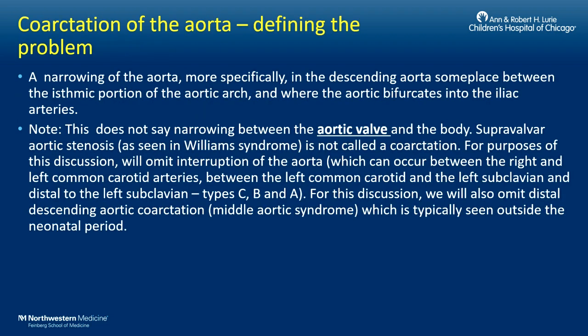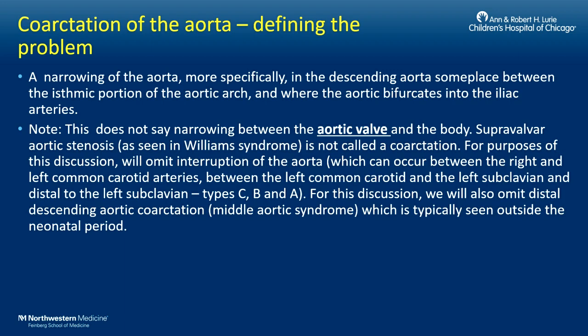So the problem: coarctation is a narrowing of the aorta, more specifically in the descending aorta, someplace between the isthmus and where the aorta bifurcates into the iliac arteries. This does not say that narrowing between the aortic valve and the body. Supravalvular AS, like in Williams, is not called coarctation.